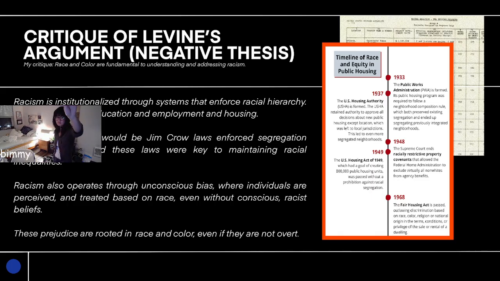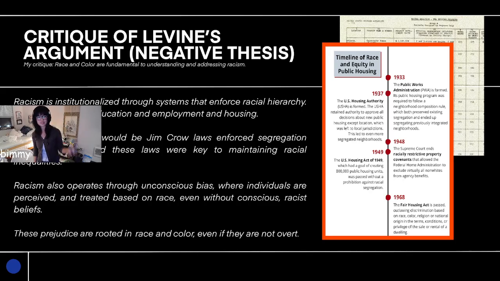First, racism is institutionalized through systems that enforce racial hierarchy, for example, laws, education, employment, and housing. An example of this would be Jim Crow laws. Jim Crow laws, quote, "separate but equal," were actually used to perpetuate racial hierarchies, such as putting black individuals in a lower position and worse living conditions, which was based on race and color. These laws were key to maintaining racial inequalities.